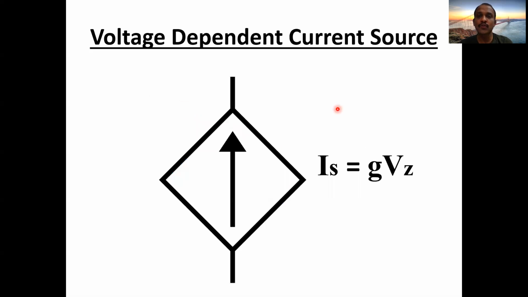We go with the last source, which is nothing but the voltage dependent current source. It is a current source which depends upon the voltage across some other element in the same circuit. As it is a current source, we have a diamond shaped symbol with an arrow and it is going to be Is. Is is equal to G times V. If you look deeper into this formula, I is equal to V by R. 1 by R is also called G. So I is equal to G times V.